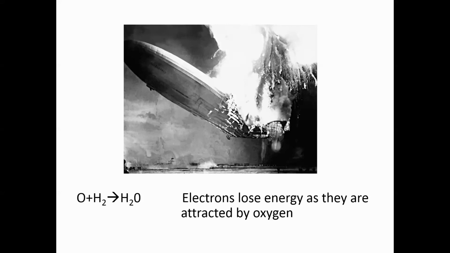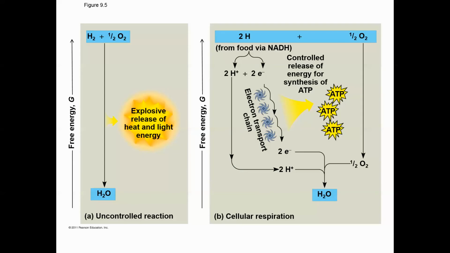So if you take oxygen and stick it to hydrogen, the electrons in hydrogen are drawn to that oxygen and they lose potential energy, and that energy is lost as light and heat. It's basically combustion. So fire is needed to make water, basically. If you did that in your own body, if oxygen and the electrons of hydrogen instantly met in your body, you would explode. So we need to control that, and that's what cellular respiration does.